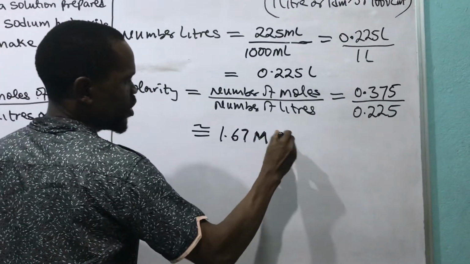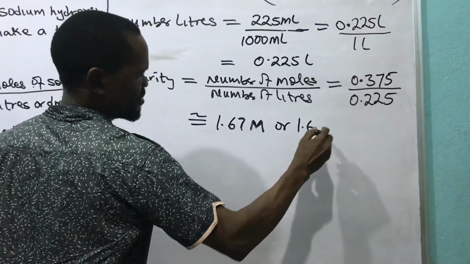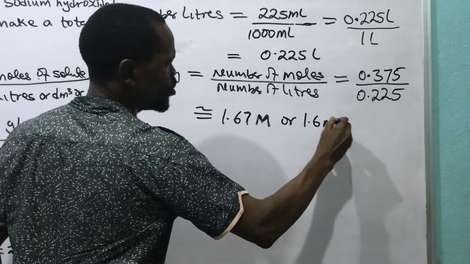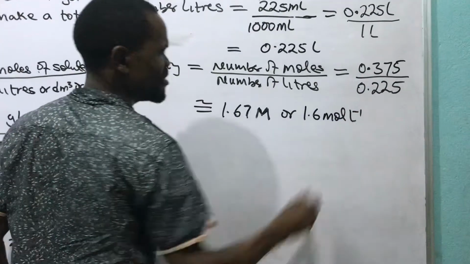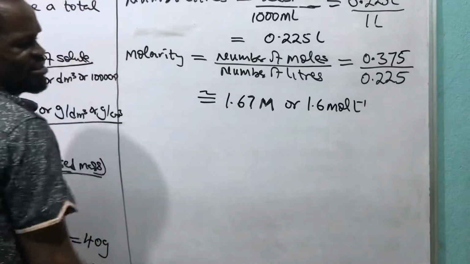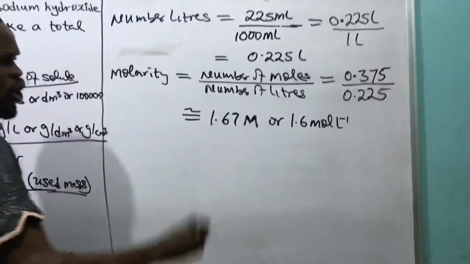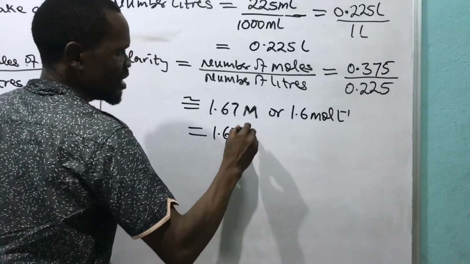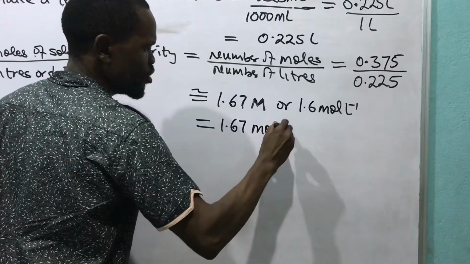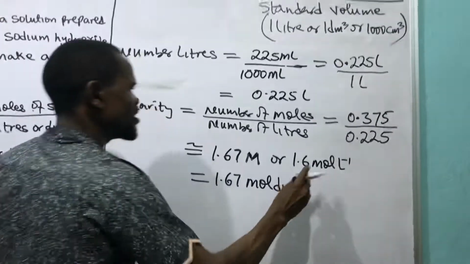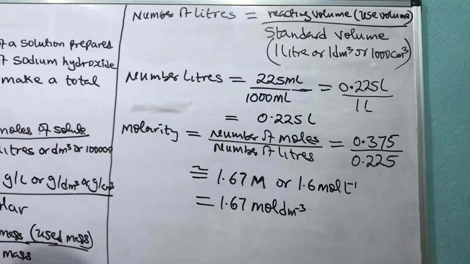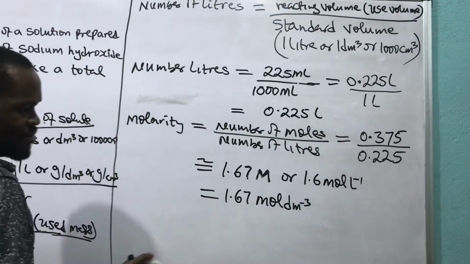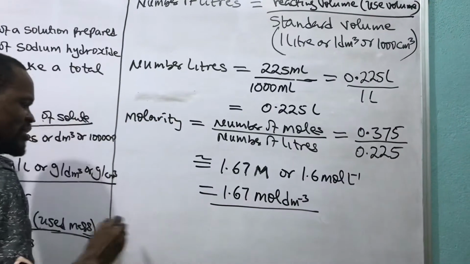Or I can say 1.67 mole per liter. This means per liter. This and this are the same thing. I think we are there. Or I can say it is equal to 1.67 mole per dm cube. These are the same unit. Then I've used this formula and I got this. So let's use the other one.